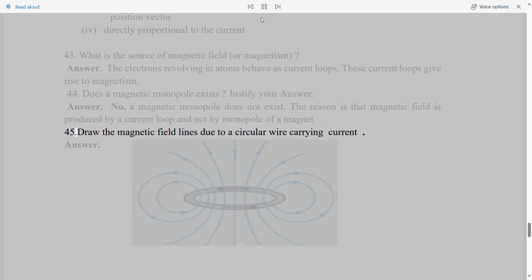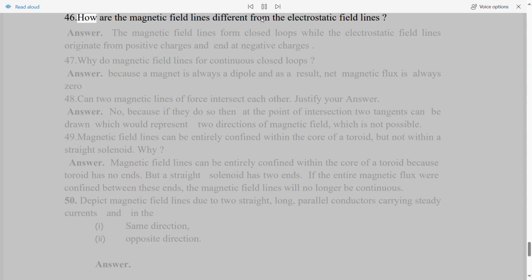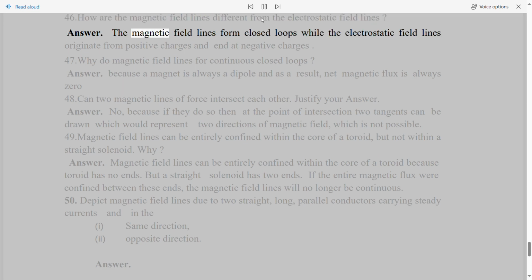45. Draw the magnetic field lines due to a circular wire carrying current. Answer: 46. How are the magnetic field lines different from the electrostatic field lines? Answer: The magnetic field lines form closed loops, while the electrostatic field lines originate from positive charges and end at negative charges.